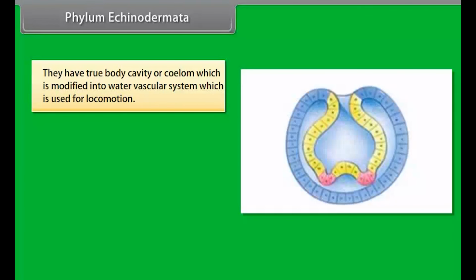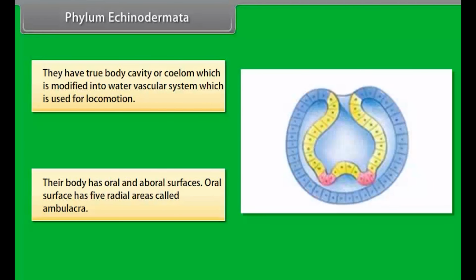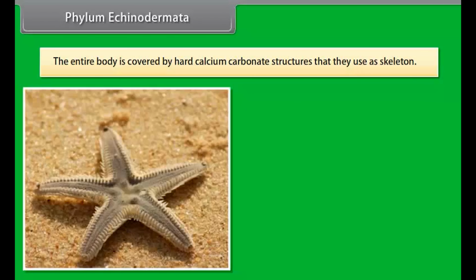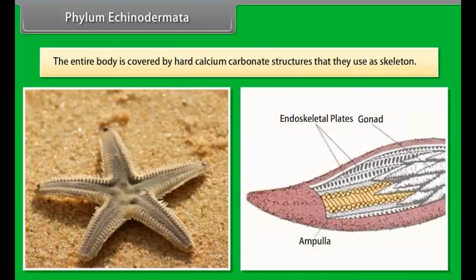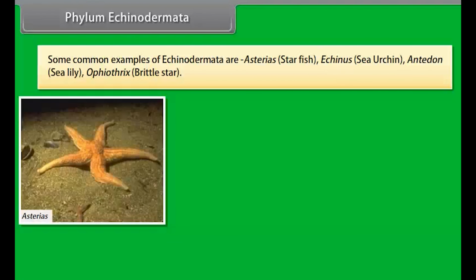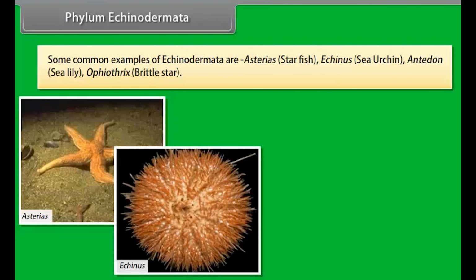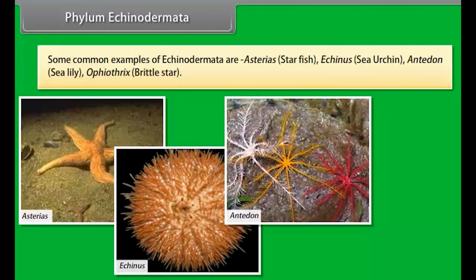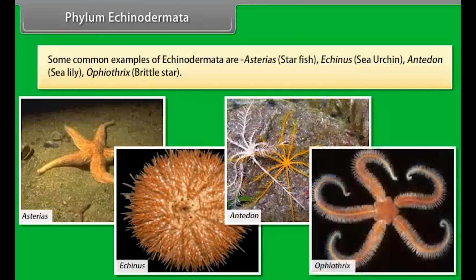The animals of phylum Echinodermata have radial, bilateral, or pentamerous symmetry. They are triploblastic. They have a true body cavity or coelom, which is modified into a water vascular system, which is used for locomotion. Their body has oral and aboral surfaces. The oral surface has 5 radial areas called ambulacra. The entire body is covered by hard calcium carbonate structures that they use as a skeleton. Some common examples of Echinodermata are Asterias, starfish, Echinus, sea urchin, Antedon, sea lily, Ophiothrix, brittle star.